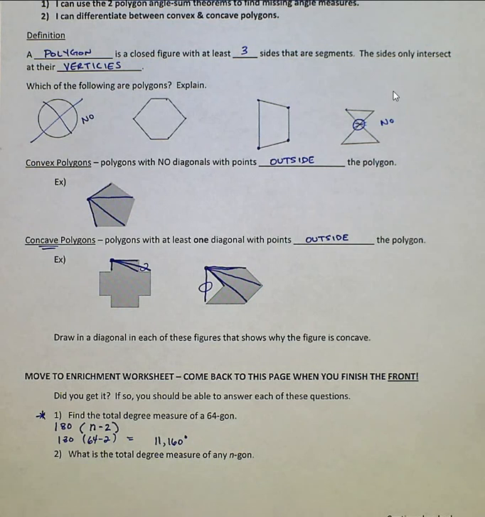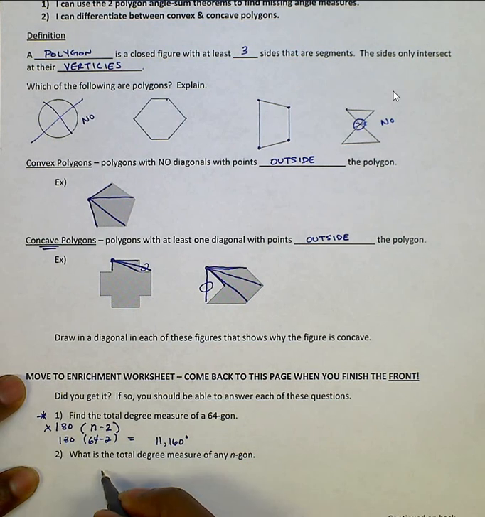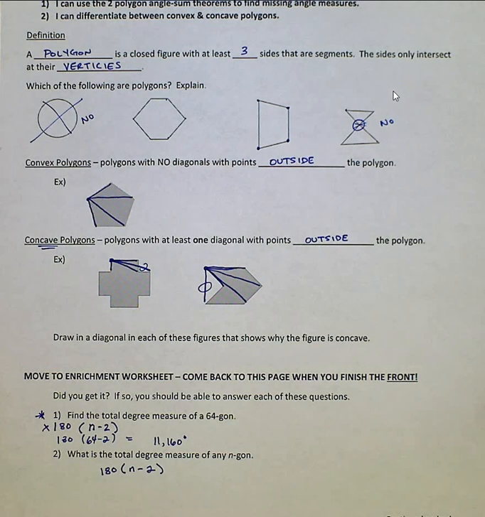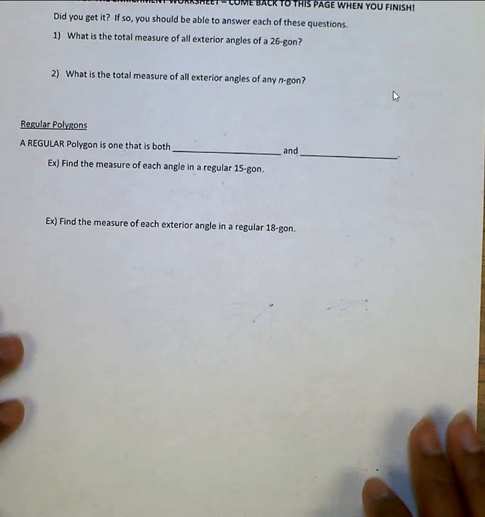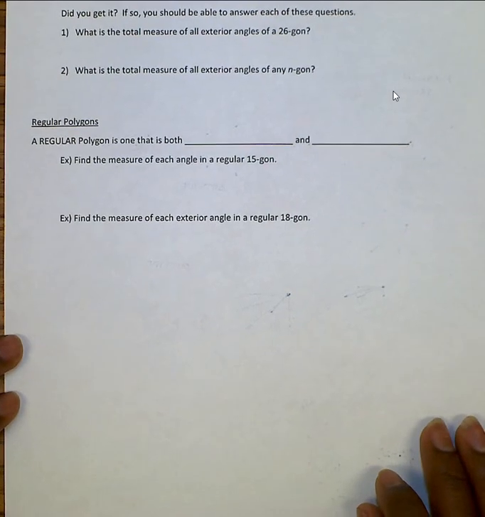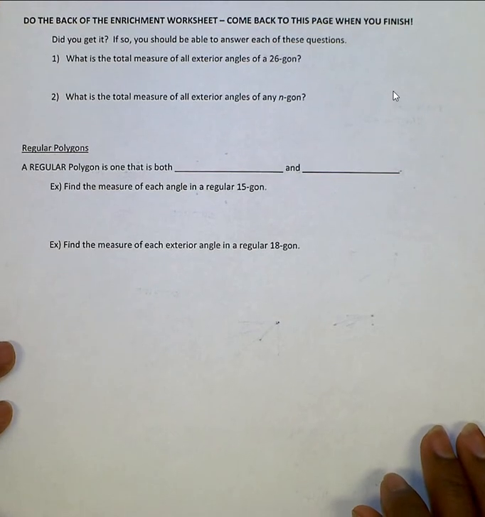What is the total degree measure of any n-gon? Well, that's this thing that I put up here. Any n-gon means the number of sides is unknown as of right now. We can find the total degrees by doing 180 times n minus 2. That is the polygon angle sum theorem. Do the back of the enrichment worksheet. Come back to this page when you finish.